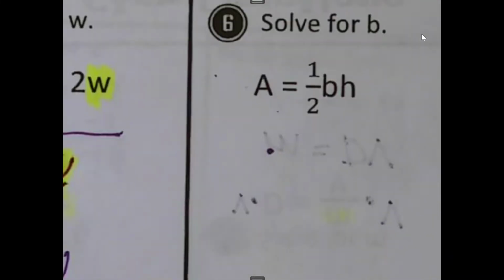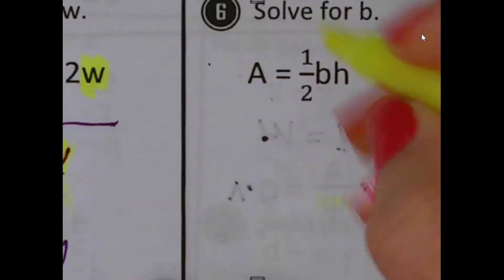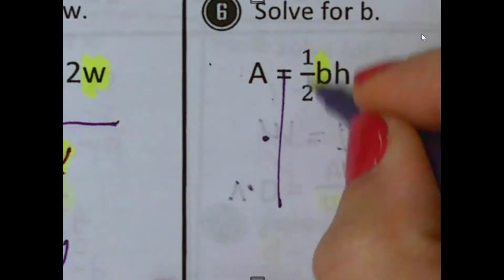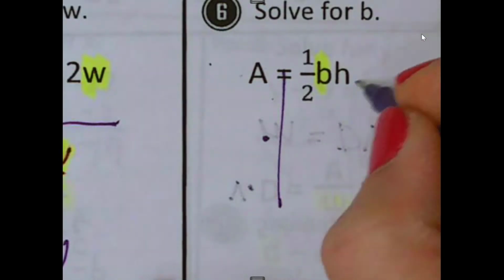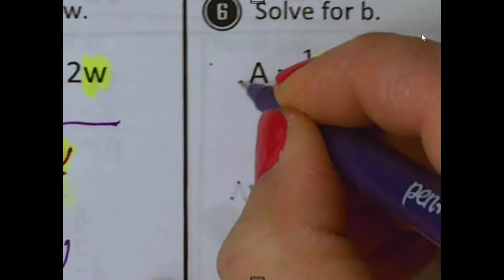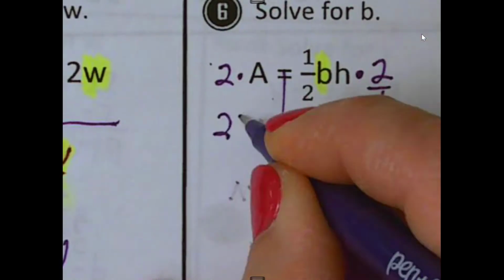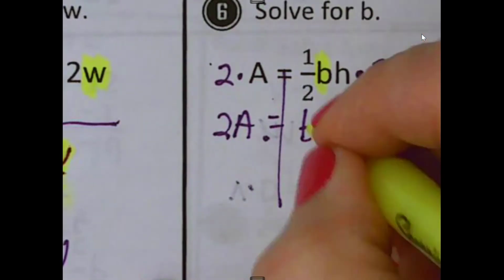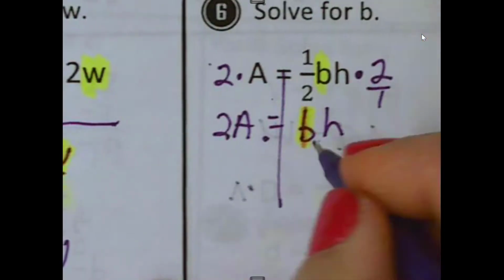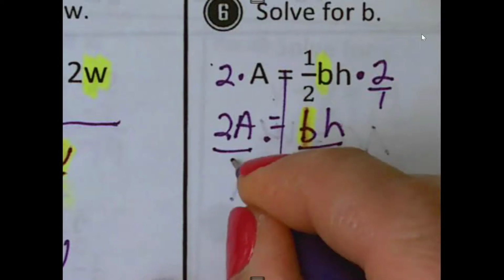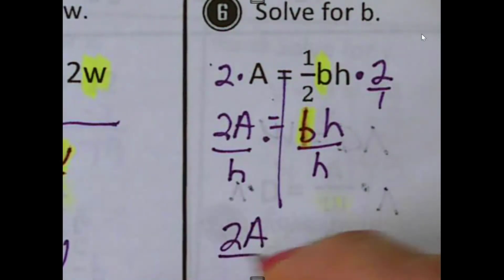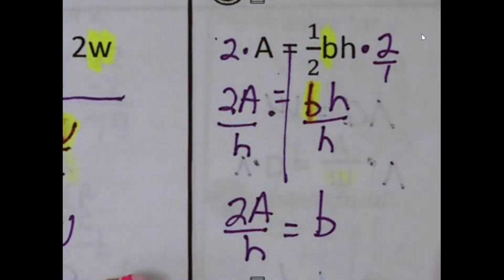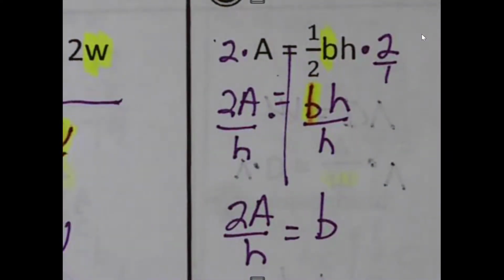All right, next example, we're going to solve for b. To get rid of the 1/2, I am going to times both sides by 2 over 1. And then to isolate b, I'm going to divide by h. So there's our answer. So just totally undoing the equation.